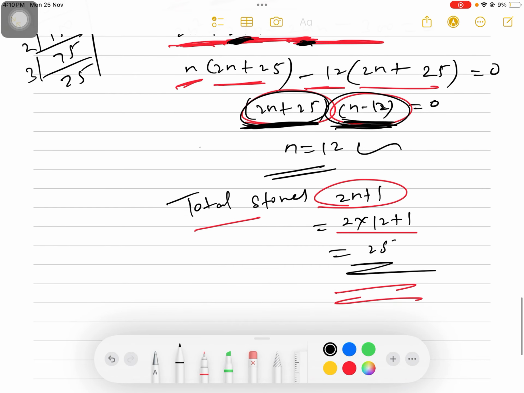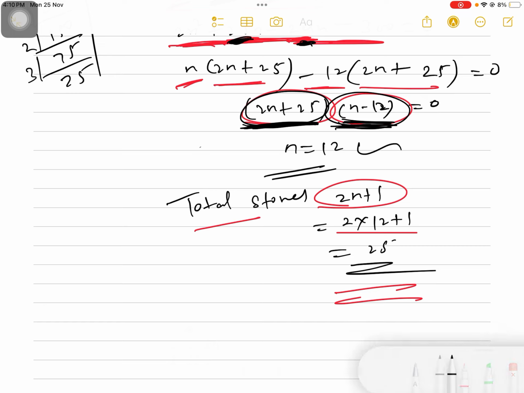So n is 12, that means the total number of stones was 2n plus 1, so 2 into 12 plus 1 means 25 stones are there. So these are the total number of stones.